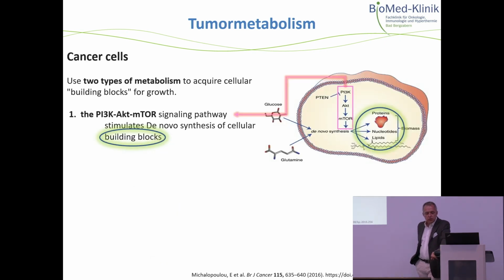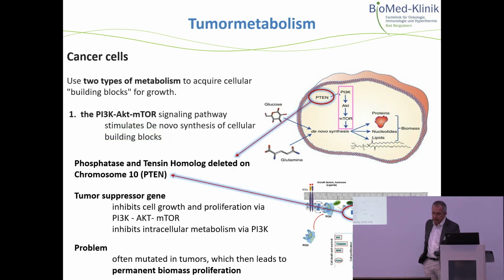So the cancer cells use two types of metabolism. This is very special. This is the PI3K-AKT-mTOR signaling pathway. And mTOR is a very big proliferating intracellular pathway, which is, for example, changed by metformin. Metformin acts on mTOR, and that's why we use it for anti-cancer therapy. Everolimus is evaluated for mTOR inhibition. So it's an established chemotherapy, but you can do it also with other things. Metformin is quite good for that. They stimulate the de novo synthesis of cellular building blocks, and that's very important. The other one which blocks PI3K is PTEN.